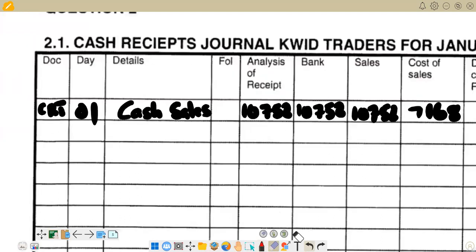So we are here. So what does it mean now? We are on a document. Remember, we said this is document number 81, and then on the day it's on 04. And details, this is K Gumede. Then we can leave that column for folio. We don't have the details. So we go to analysis of receipts. Remember, the figure was 1,520.